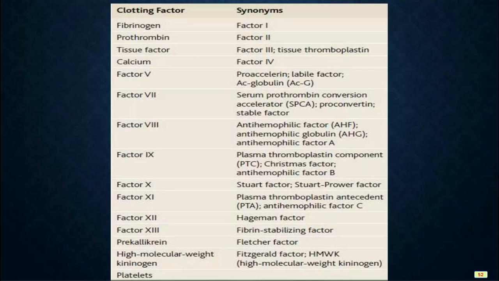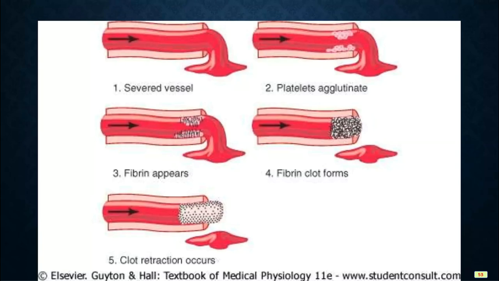then ultimately the pre-kallikreins are formed. These are also called the Fletcher factors, and factor number 13 is also called the fibrin stabilizing factor, and factor number 12 is called the Hageman factor. And high molecular weight kininogens will form the platelet aggregation.